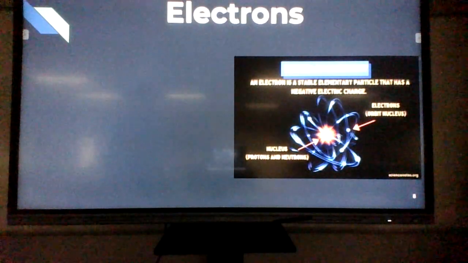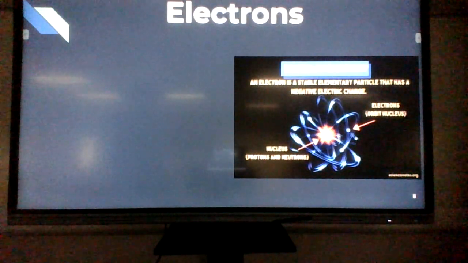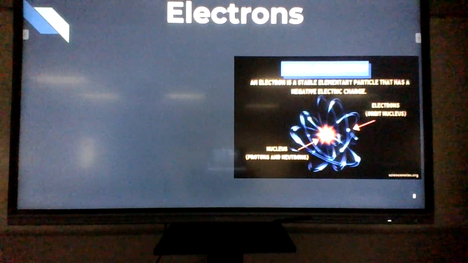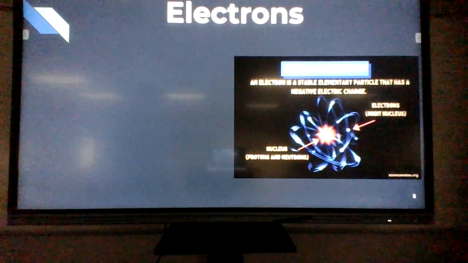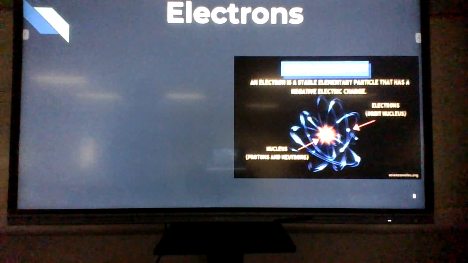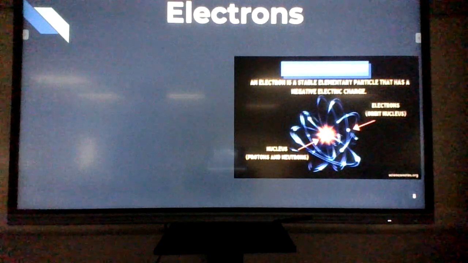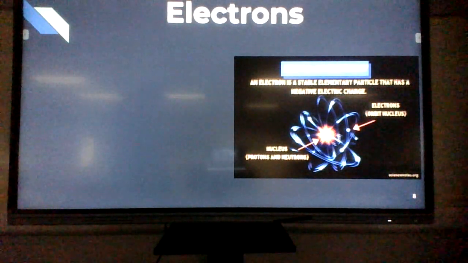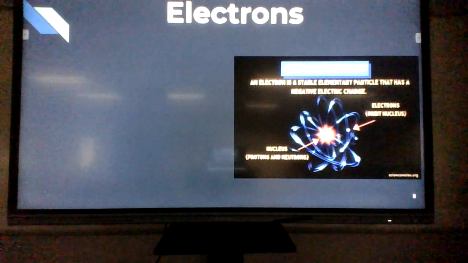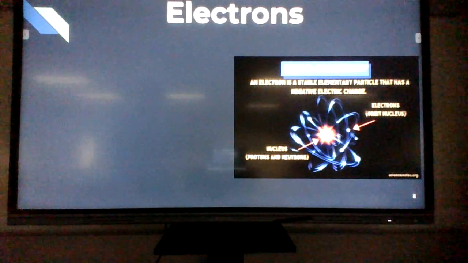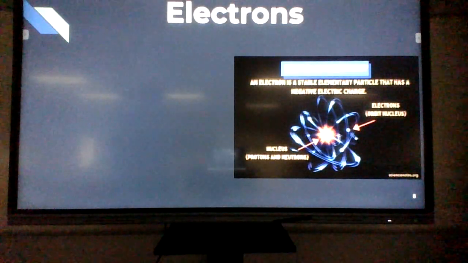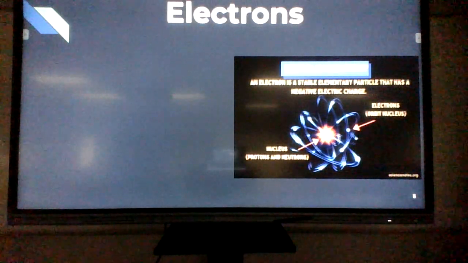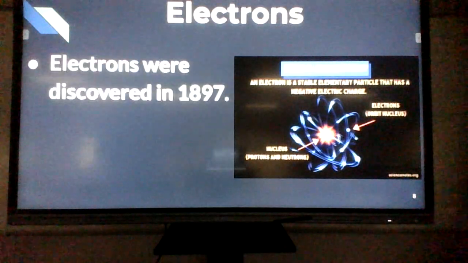Electrons. We'll talk about those first. You see the picture there. What is an electron? A very stable elementary particle that has a negative electric charge. Where do you find those? Look at the picture. See the arrow pointing? You're going to find those on little circular paths, kind of, not exactly, but kind of like the planets orbiting the sun. The electrons will orbit around the nucleus. And we'll talk more about the nucleus in just a bit.